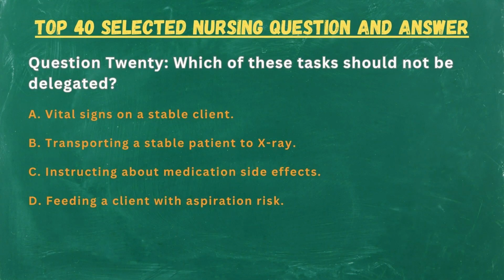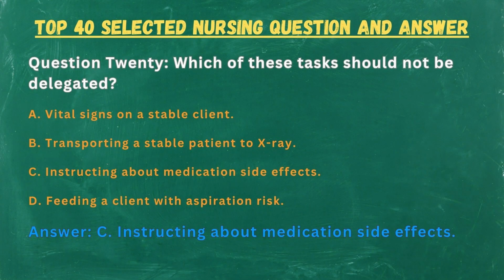Question 20. Which of these tasks should not be delegated? A. Vital signs on a stable client. B. Transporting a stable patient to X-ray. C. Instructing about medication side effects. D. Feeding a client with aspiration risk. Answer: C. Instructing about medication side effects.